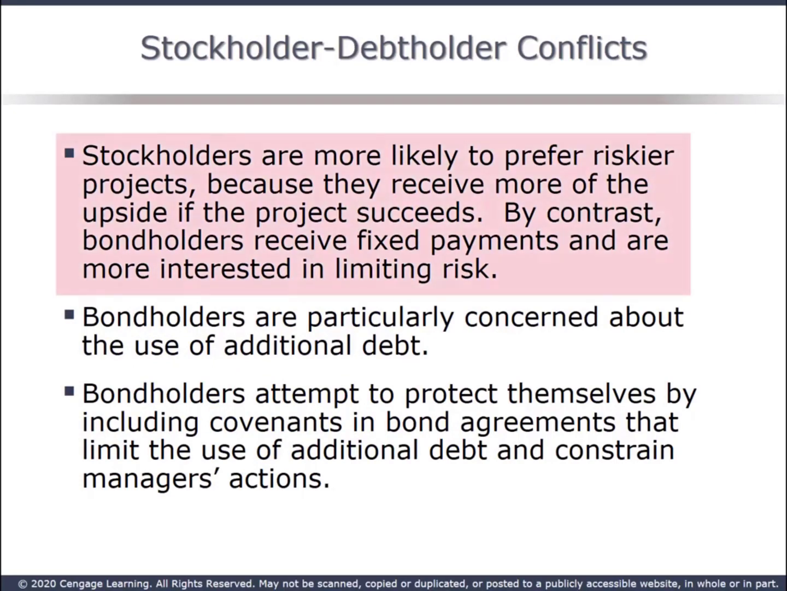Stockholders' liability is limited to the price they paid for a share of stock, but if the firm turns out to be the next Google, they win big. The shareholders want the firm to take on risky projects. Their downside is limited, but their upside is not.